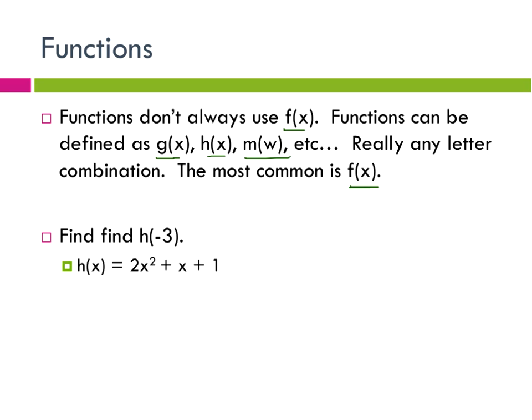So again, now I want you to try using a little bit more complicated function. h of x equals 2x squared plus x plus 1. What is h of negative 3? And again, the idea here is given this function, I want to find h of negative 3. Go ahead, see if you can figure out what h of negative 3 equals.